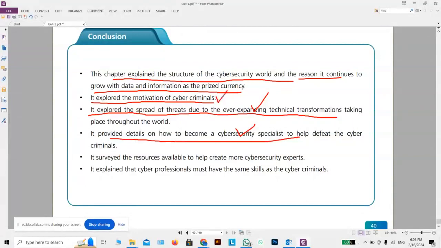They introduced different kinds of attacks, and then they got motivation on how to get the information to mitigate or to handle these kinds of attacks. It surveyed resources available to help create cybersecurity. Yes, there are some certifications here as well, and the student communities as well. It explores cyber professionals with the same skills as cyber criminals. Yes, that's all. That's the whole story about this chapter.